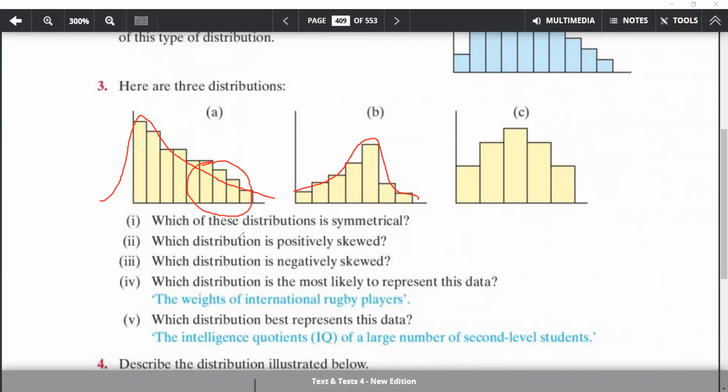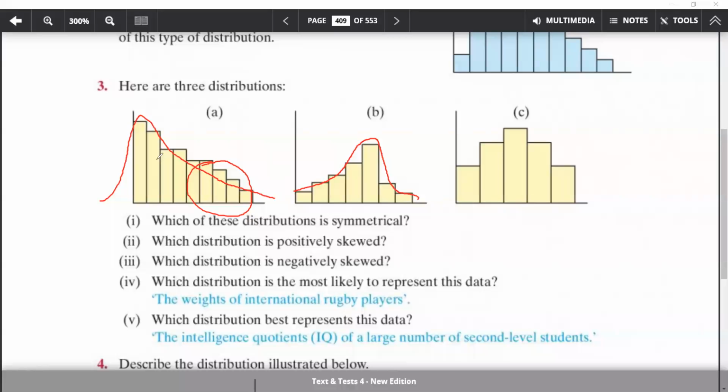Is that fair? That's not fair. Apologies for that. Yeah, you've got a lot of people here who are at low weights, and not so many who are at high weights. So sorry about that. B is going to represent your rugby players. Very small number of people who are at low weight compared to the population. The most common weight is quite high, and you've got a few people who are very, very heavy up here. The weights of international rugby players.